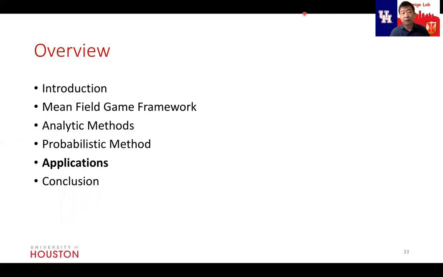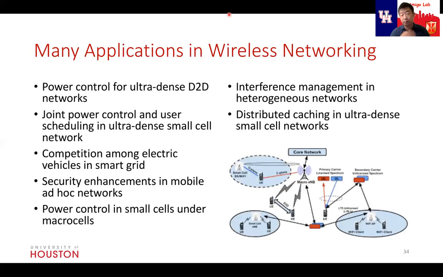Finally, we try to talk about the application, and see what the possible places are where we can use it. There are many applications, because my background is in wireless networks. For example, power control for ultra-dense D2D, where there are so many users, and D2D will cause a lot of interference. Joint power control with small cells is a similar story. And with electric vehicles, now that electric cars have become popular but charging stations are limited, how can this kind of competition be formulated? Also security enhancement, power control, interference management, caching, and so on.